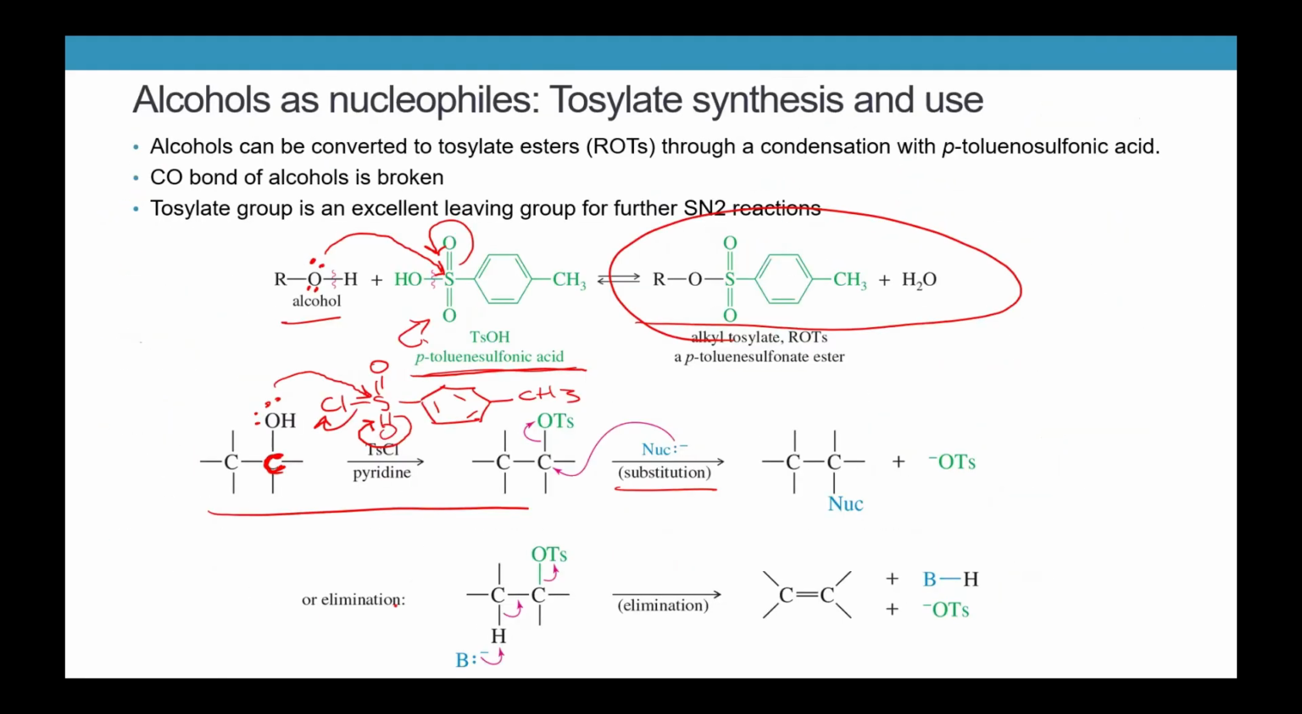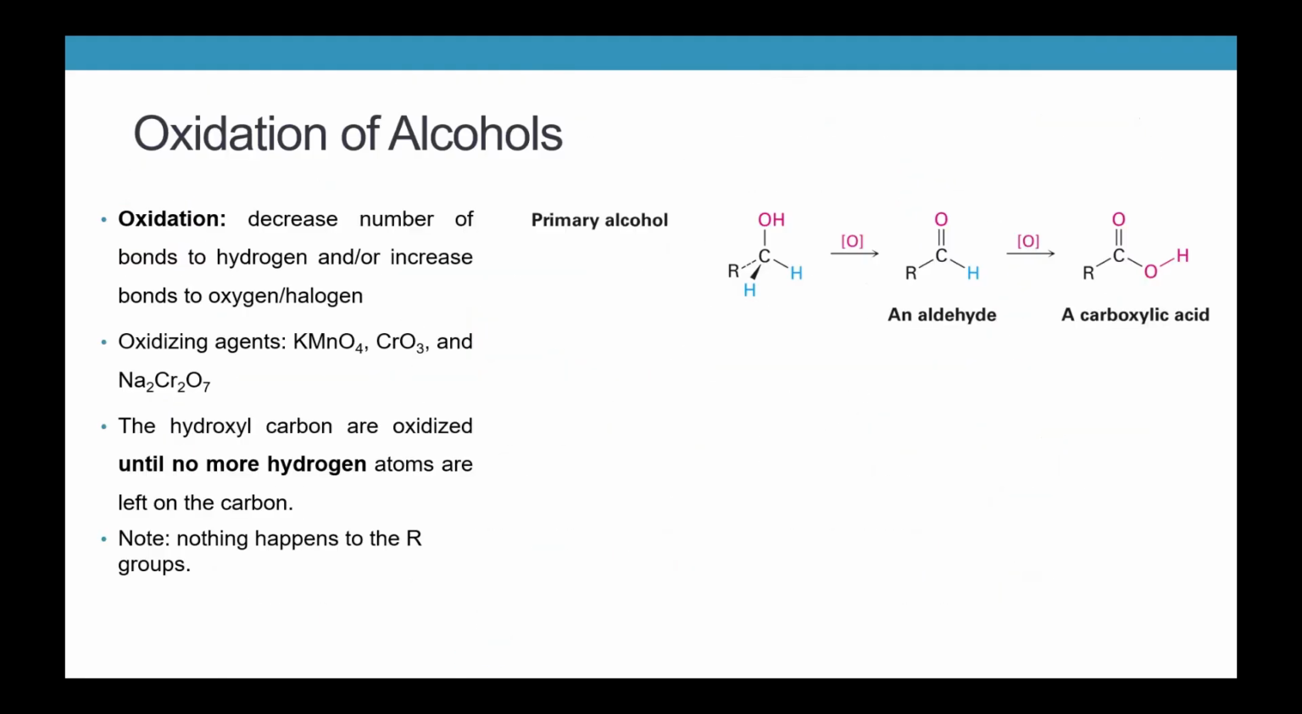Okay, so let's move on to oxidation of alcohols, which is the reverse of reductions of aldehydes, ketones, and carboxylic acids. So oxidation is increasing the number of bonds to oxygen. Oxidation is increasing the number of bonds to oxygen. So here we have our primary alcohol with an oxidizing agent. If we use a mild oxidizing agent, which I'll talk about in detail, we're going to get an aldehyde.